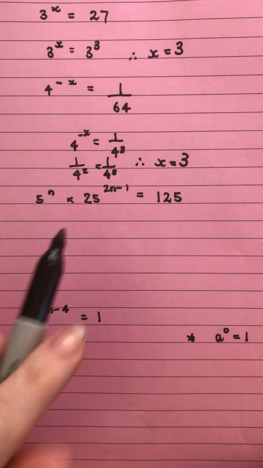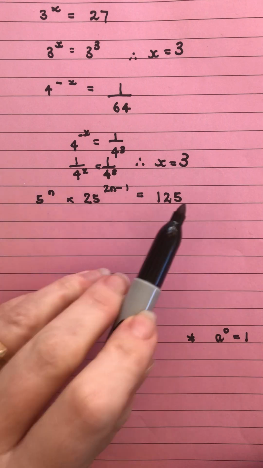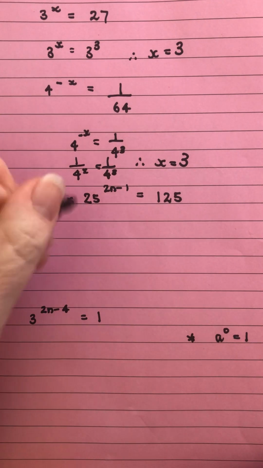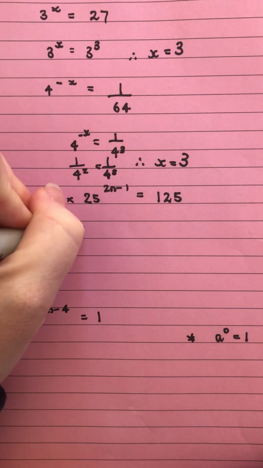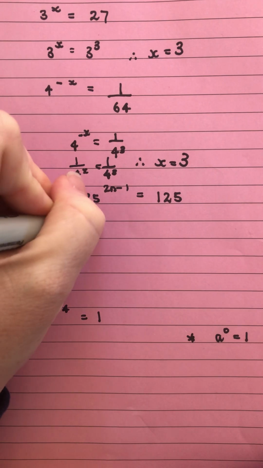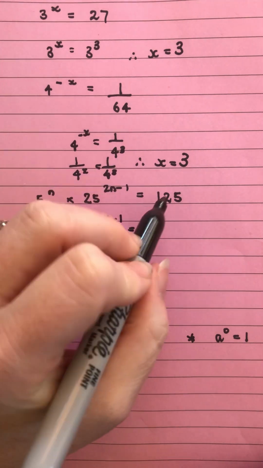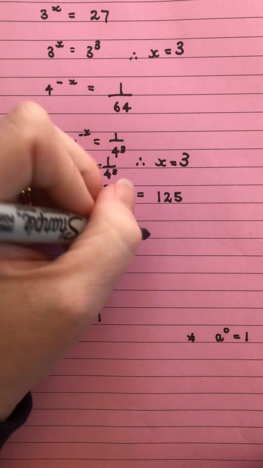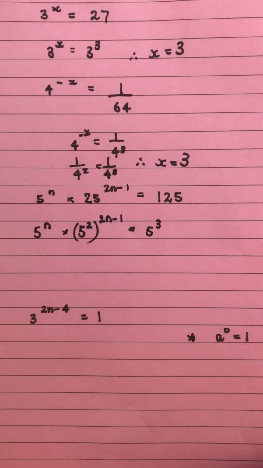The next one is a little bit trickier because I've got a 25 and I've got a 5, so I want to change that first. So my 5 to the n stays the same. I want to change my 25 to 5 squared. And my 125 I want to write as 5 to the power of something. So I know that that is 5 to the power of 3. So I'm going to change that straight away.